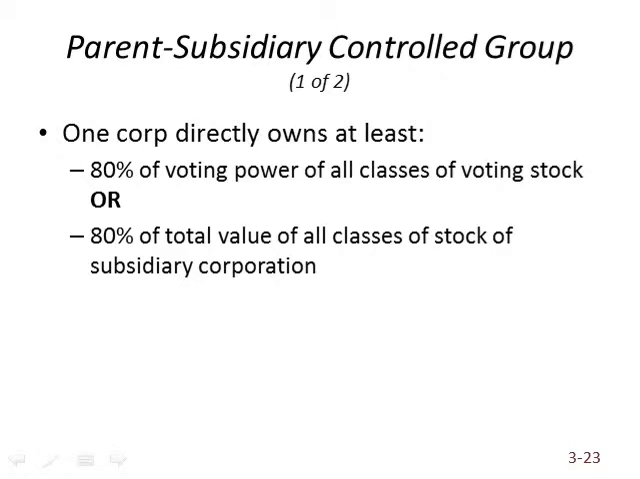In a parent-subsidiary control group, we have one corporation, the parent corporation, that must directly own at least 80% of the voting power of all classes of stock, or 80% of the total value of all classes of stock of the second corporation, referred to as the subsidiary corporation. So the group can contain more than one subsidiary corporation. If a parent corporation and the subsidiary corporations or any other members of a control group in total own at least 80% of the voting power of all classes of voting stock, or 80% of the total value of all classes of stock of another corporation, that other corporation is also included in the parent-subsidiary group.